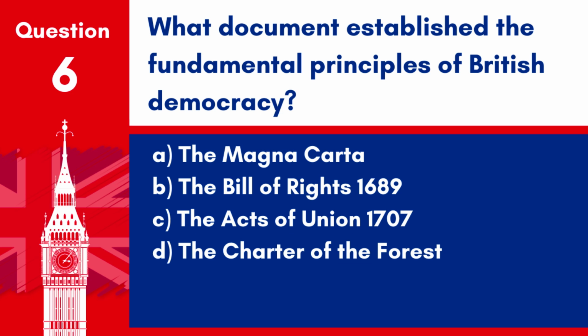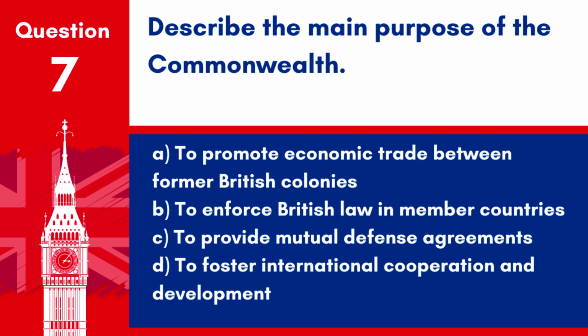Question 6. What document established the fundamental principles of British democracy? A. The Magna Carta. B. The Bill of Rights 1689. C. The Acts of Union 1707. D. The Charter of the Forest. Answer: B. The Bill of Rights 1689. The Bill of Rights 1689 established the fundamental principles of British democracy, including limits on the powers of the monarchy and rights for Parliament.